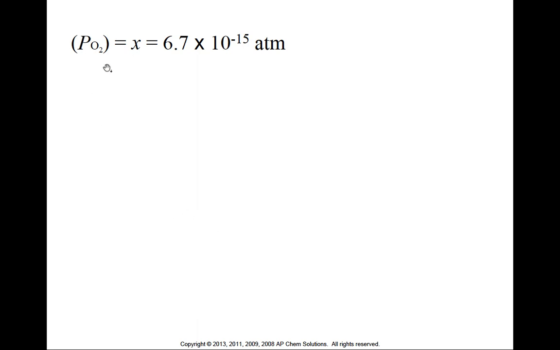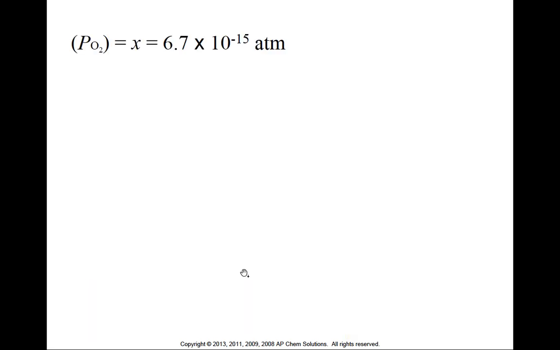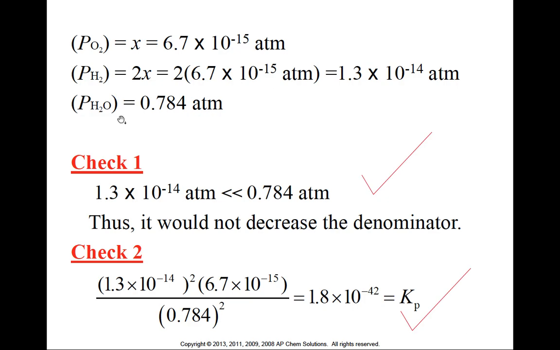That's going to be the partial pressure of oxygen at equilibrium, which is our X value right here. We have 2 moles of hydrogen gas at equilibrium, so the partial pressure of this at equilibrium is going to be twice as much. Since this value is so small, remember we can ignore it, so we just say that the partial pressure at equilibrium for water is still going to be 0.784. So this is the final answer. The partial pressure for this is twice as much. This is relatively unchanged. And you can check this by plugging this back into your equilibrium expression, and it should equal the value that was given to you in the problem.